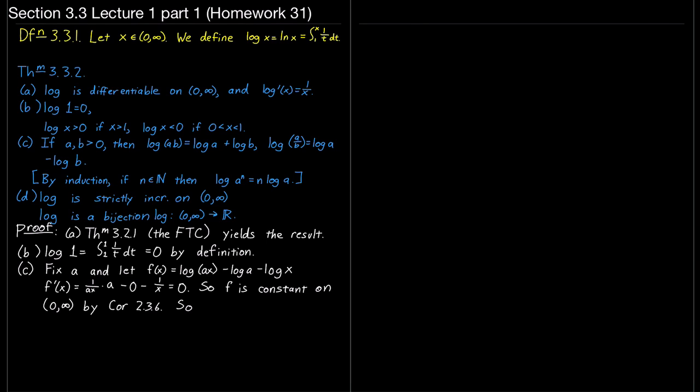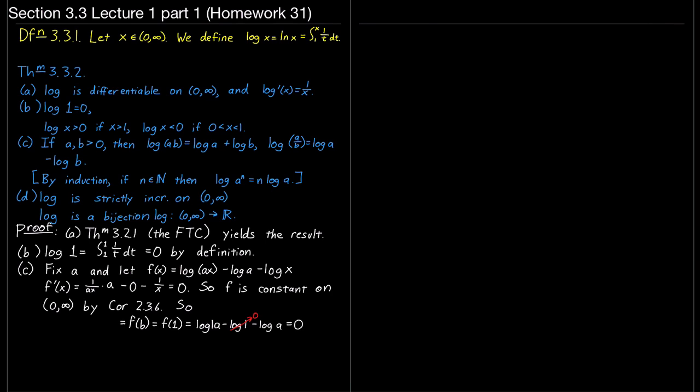So f of b. Here's f of b. It's equal to f of a. It's equal to f of 1 because f is constant, which is log a minus log 1, which we said was 0 minus log a. One of those is a log 1a, but that's just the same thing as log 1. Anyway, log 1 is 0, so this is just log a minus log a is 0.